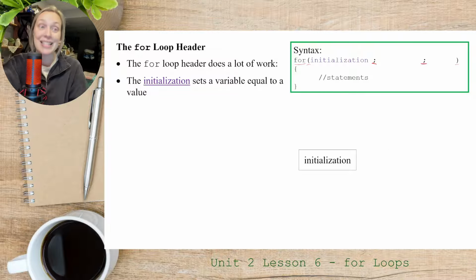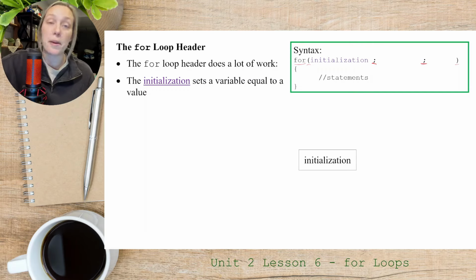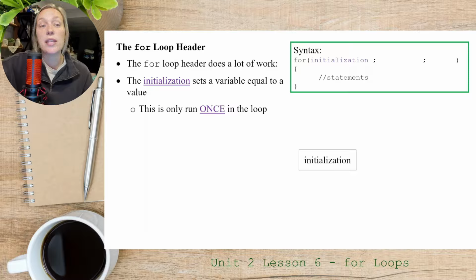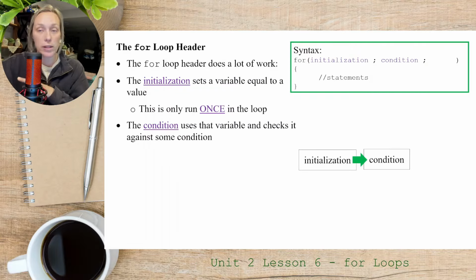The first part is the initialization, which sets a variable equal to some value. Now, this initialization part only runs once. As soon as the loop is reached in the code, the initialization only runs once.